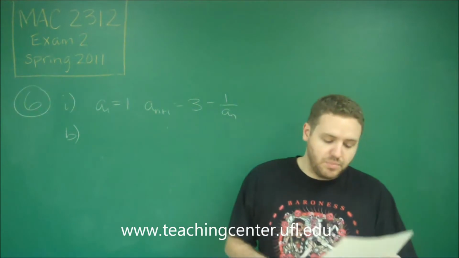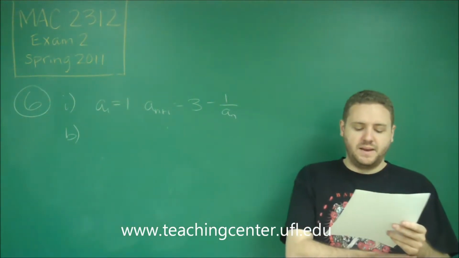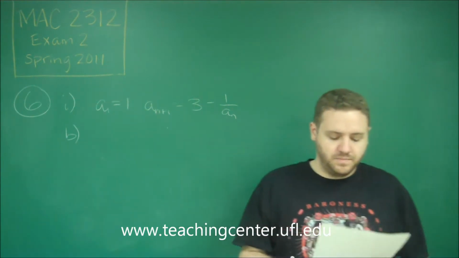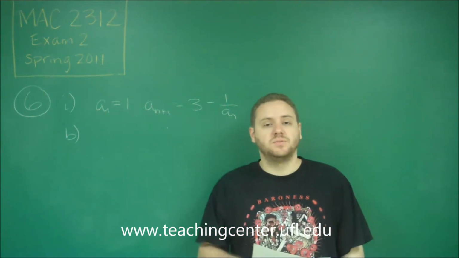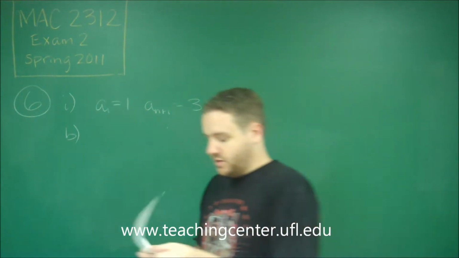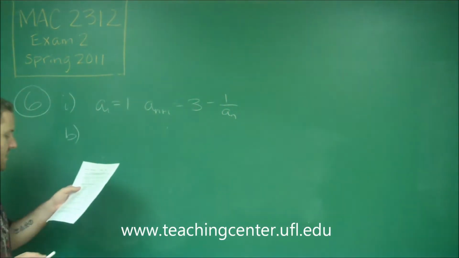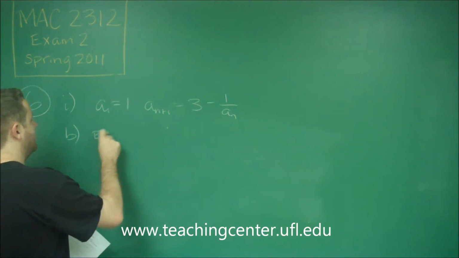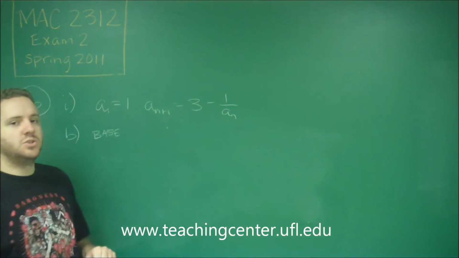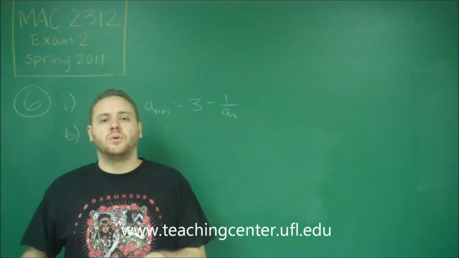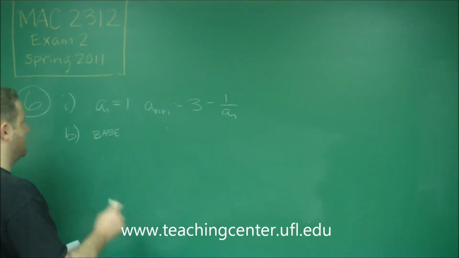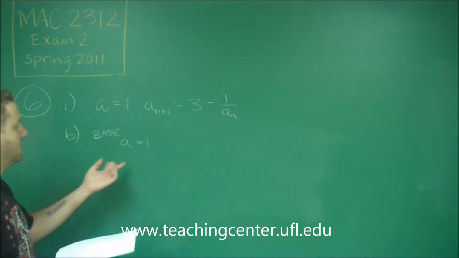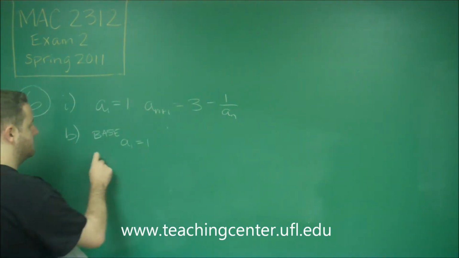For part B, we want to prove that a sub n is less than 3 for all n, using this exact same formula from the previous problem. Again, to solve this, we're going to need to use mathematical induction. Remember, for mathematical induction, we need a base case, we need to assume for a variable, and prove for that variable plus 1. So the base case is a1. a1 equals 1. That is clearly less than 3, so our base case is done.